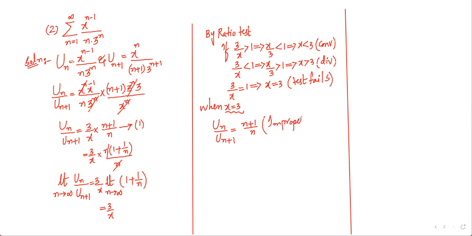It's an improper fraction only, because the numerator and denominator degrees, the powers, are the same. So it is an improper fraction, and immediately you have to apply Raabe's test, where we take un by un plus 1 and subtract 1.